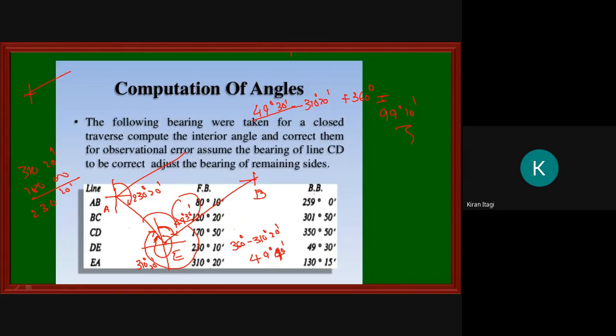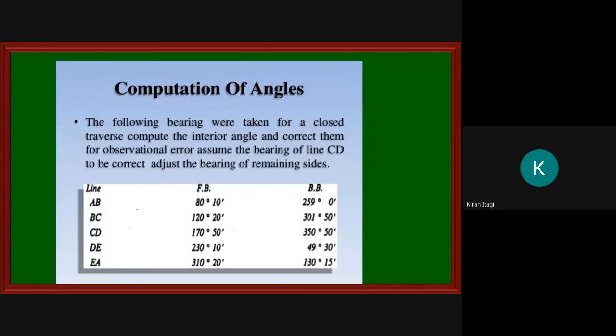So draw the diagram. I think you have drawn the diagram. Calculate all the angles. Angle A plus angle B plus angle C plus angle D plus angle E, total how much are we getting? 549 degrees 35 minutes.